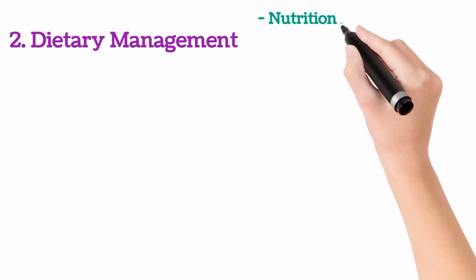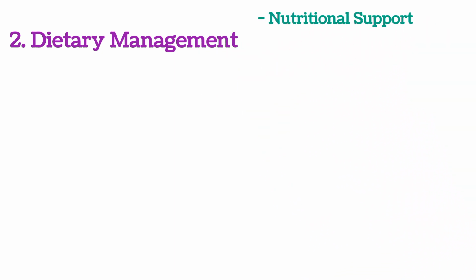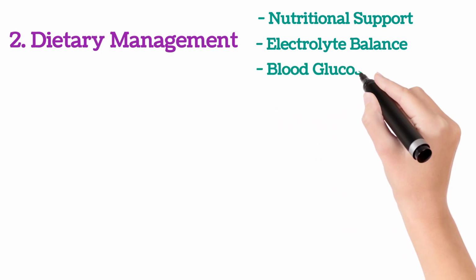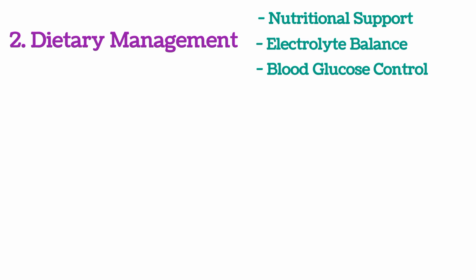2. Dietary management. Nutritional support. Enteral or parenteral nutrition may be initiated in critically ill patients to meet their energy and nutrient requirements. Nutritional support is crucial for maintaining organ function and supporting the body's response to stress. Electrolyte balance. Monitoring and correcting electrolyte imbalances are essential for optimal cellular function. Special attention to potassium, sodium, and magnesium levels is crucial. Blood glucose control. Maintaining optimal blood glucose levels is important to support cellular metabolism, especially in patients with septic shock.